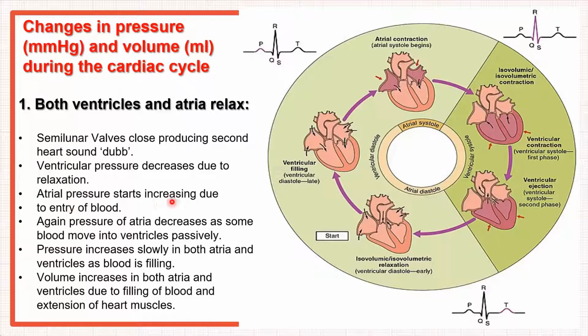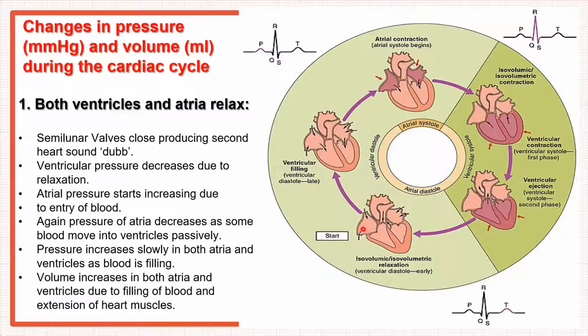Atrial pressure would then start increasing due to the entry of blood. Now the blood is entering into the atria. So with time, the pressure will start to increase in the atria, right? And then again, some pressure of the atria decreases as some blood moves into the ventricles passively. Initially the blood is being pumped into the atrium, but right now these tricuspid valves are closed. If you look at the bicuspid valves, these are closed as well. So blood is entering into the left atrium and the right atrium.